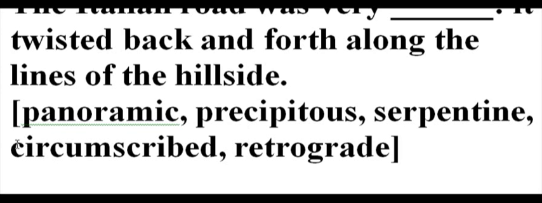don't really have to know what circumscribed means, because I know that serpentine, because of the prefix serpent, makes the most sense here. It twisted back and forth along the lines of the hillside. Close your eyes for a minute and imagine a hillside. Now imagine a road twisting back and forth along the hillside. Doesn't that look sort of like a snake? To me, it does. So the correct answer here is serpentine.